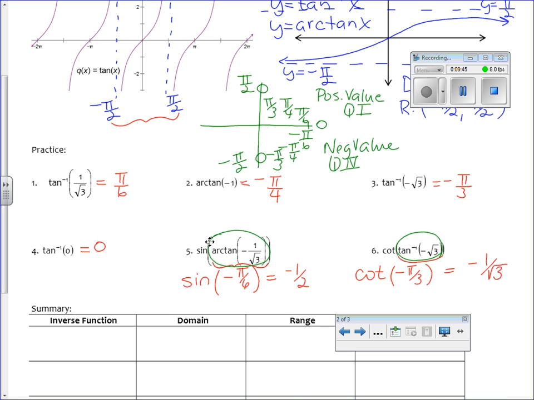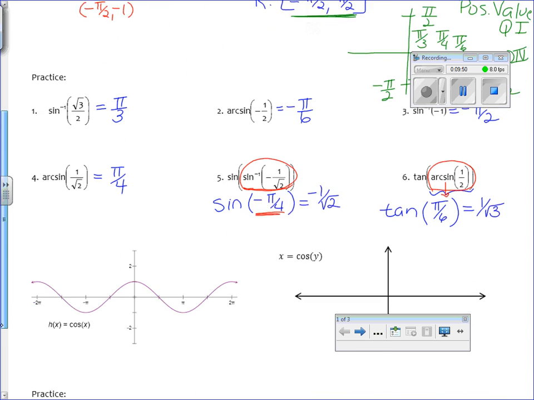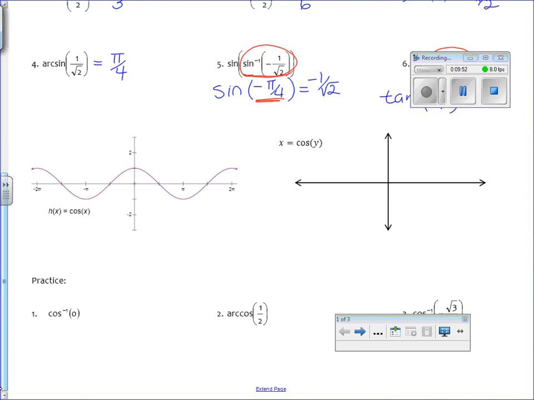All right, let's go back to cosine, inverse cosine and cosine. All right, cosine is an even function.